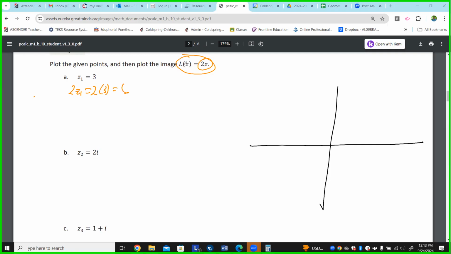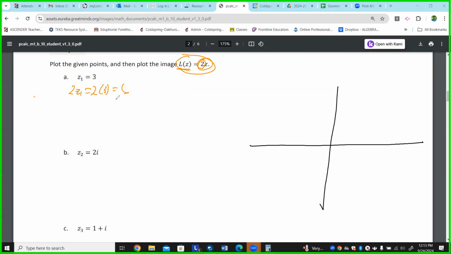So when you see L(z), that's the name of all of these mapping functions, and it says 2z, you're going to take whatever z is given to you, and you're going to multiply by whatever that number is. In this case, it's a 2. What if it was 4z? What would I multiply 3 by? 4, and so on and so on.